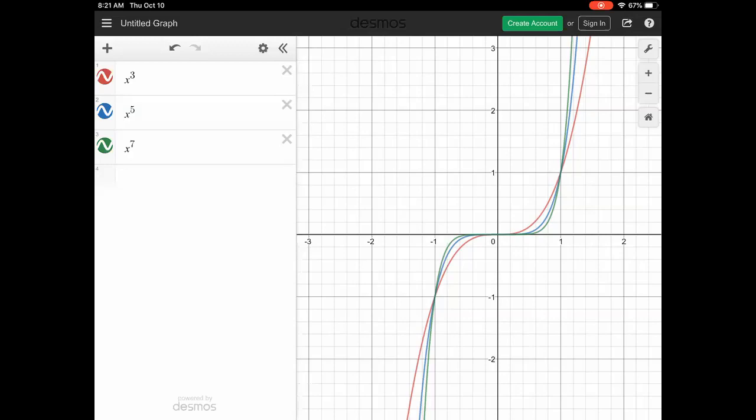We have this kind of, I want to call it an S curve, I don't know. We've got this little curvature here, and then it gets flatter around the origin, and these things get narrower. So they tighten up as your power increases. And so that's what they look like. And any odd power, that's what it's going to look like.